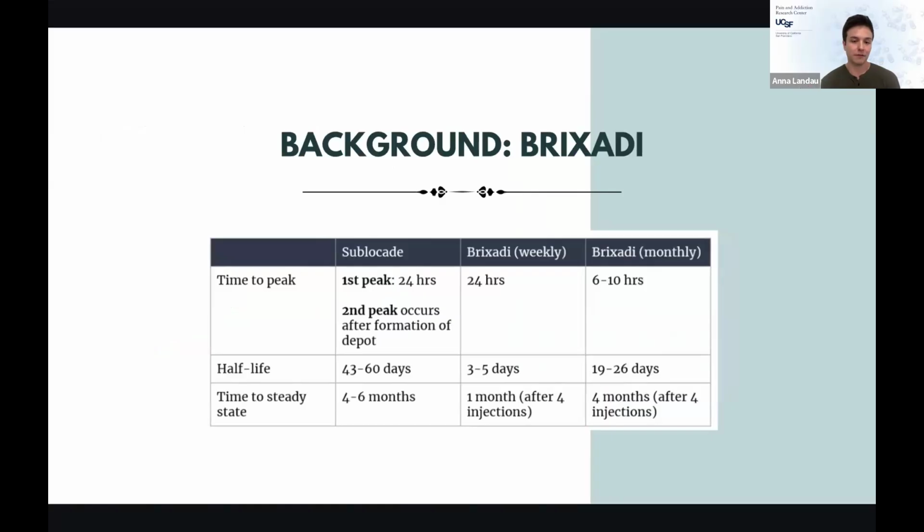And just for some more background, there's two different companies that are making these long-acting injectable buprenorphine products. The original one that held the market for the longest amount of time was Sublocade, and recently, in the past 2 years, we now have Brixadi available in America. And it's specifically the Brixadi weekly injection that gives us that 24-hour time to peak.